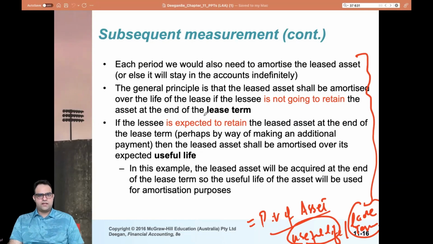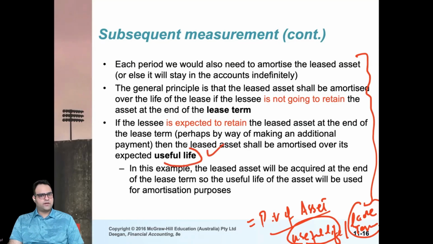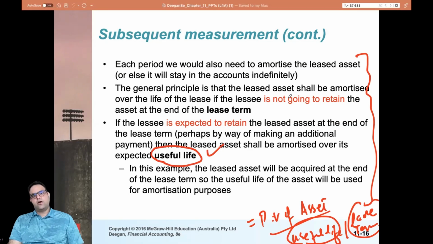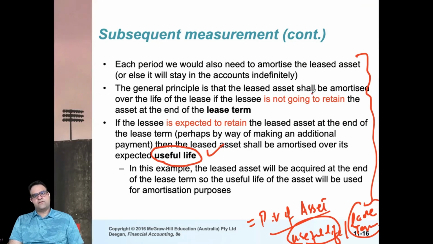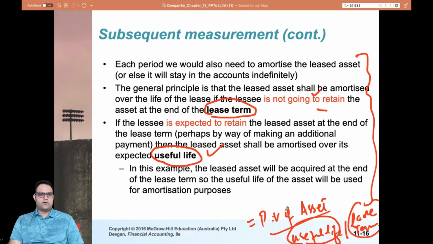So if he retained the asset, we will use the useful life as a denominator in order to determine the amortization. However, after the lease period, if the lessee does not retain the asset, we will use the lease term as our denominator for amortizing the asset.